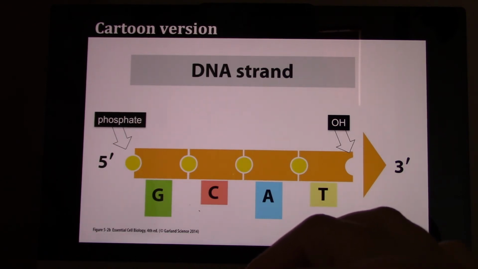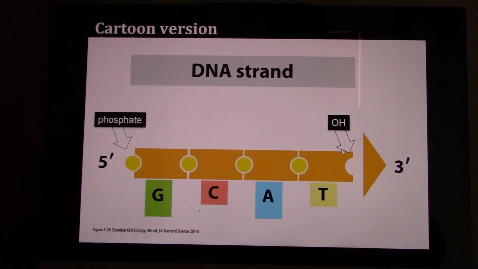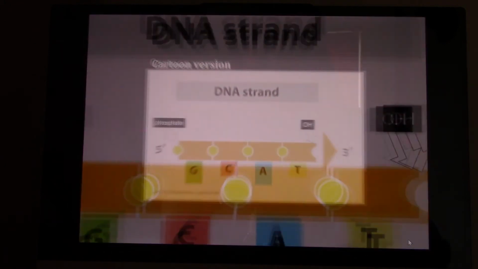Polarity just means you're different. There's a difference. This 5' end is chemically different. It has a phosphate at it compared to the 3' end, which has a hydroxyl at it. And it's also directionality. So please remember those two terms when referring to a DNA strand, 5' and 3'. Directionality is different, polarity is different. Hint: if you don't want to count carbons of sugar, look for the phosphate group to determine the 5' carbon.